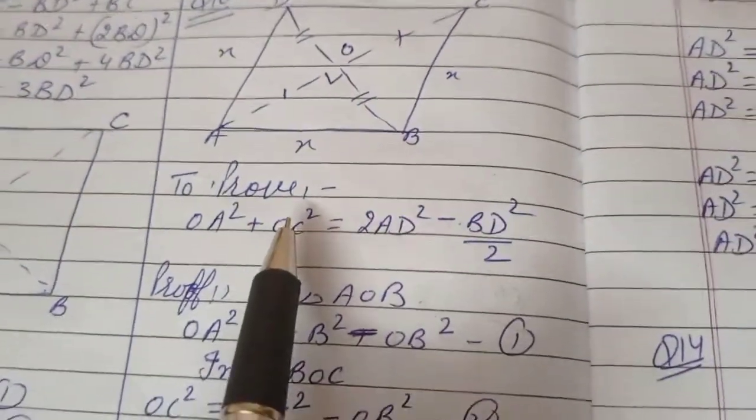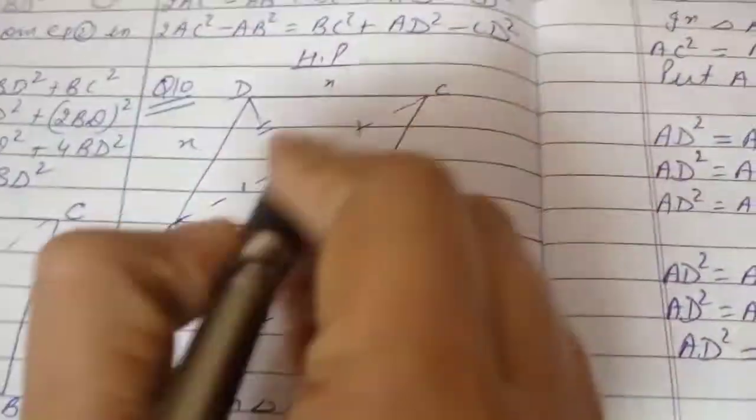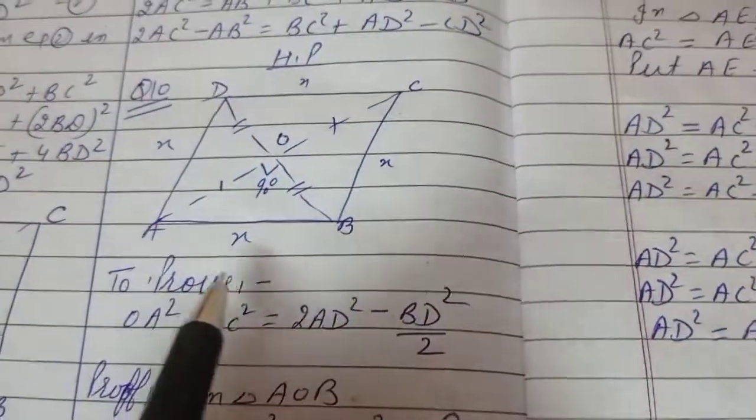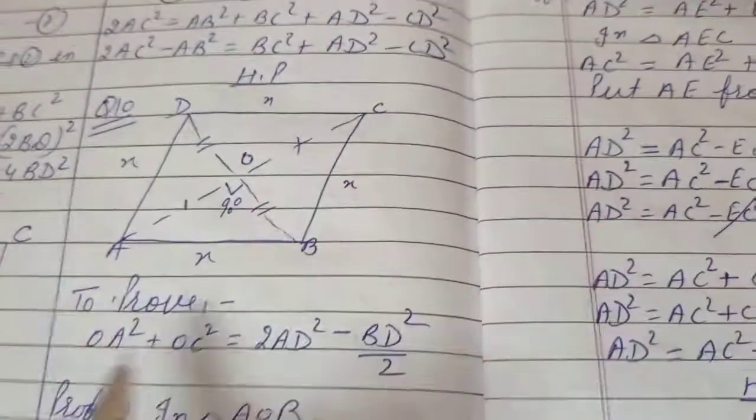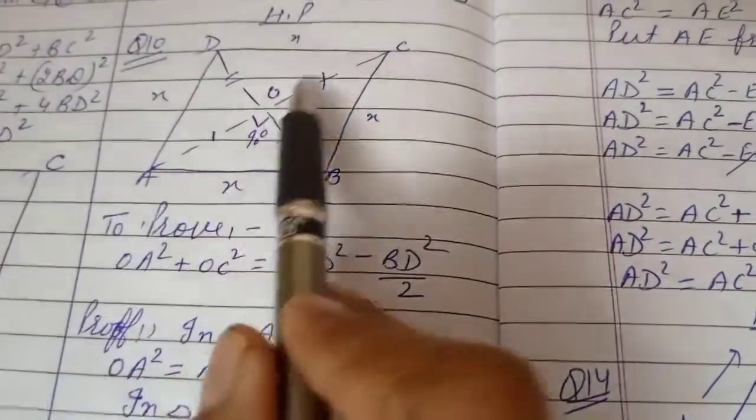Question number 10. The diagonals of a rhombus, children, you know, diagonals of a rhombus bisect at 90 degrees. This angle will be 90 degrees. I took all the sides as x. This is what you have to prove. OA square plus OC square.